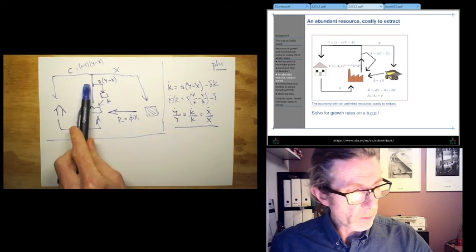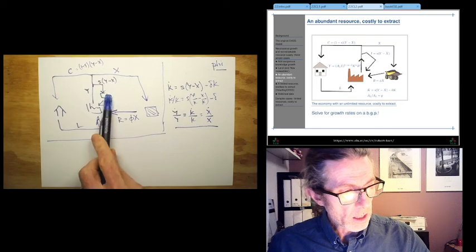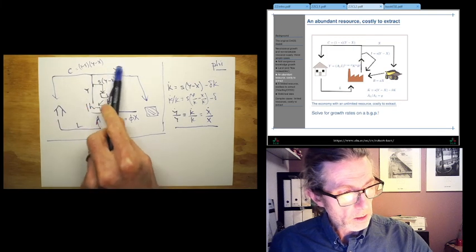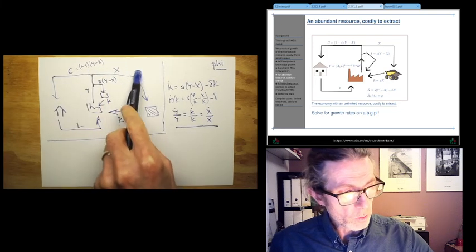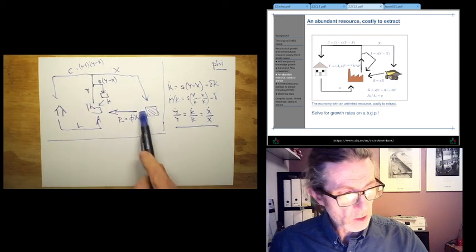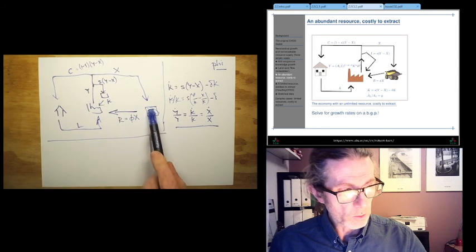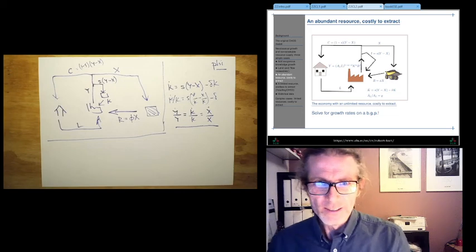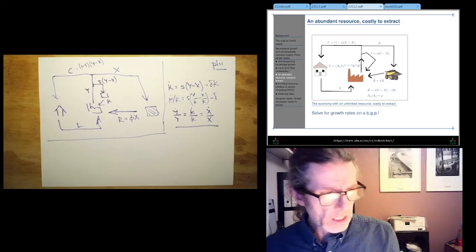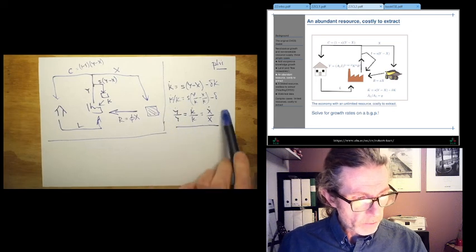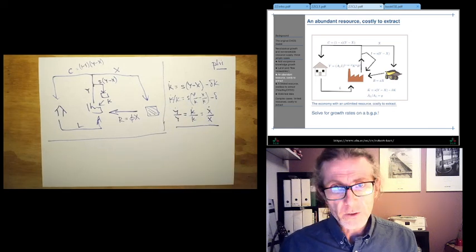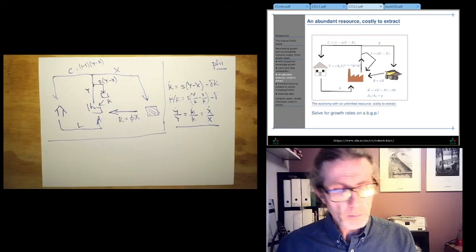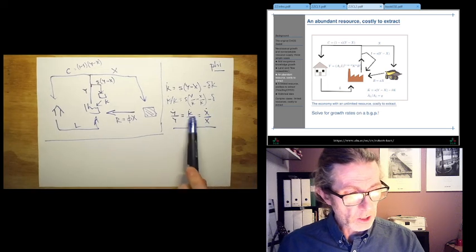If Y doubles, investment will double, the use of the intermediate input into the energy sector or extraction sector will double, consumption will double, everything doubles. It's balanced here. Okay, so we've got that result required for balanced growth, but we still haven't solved for these, have we?